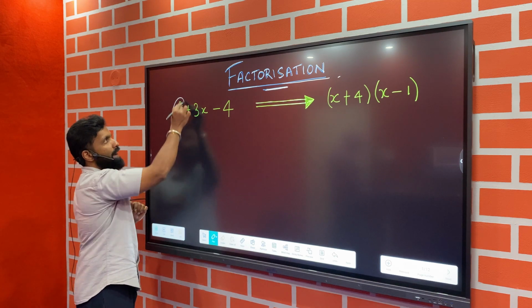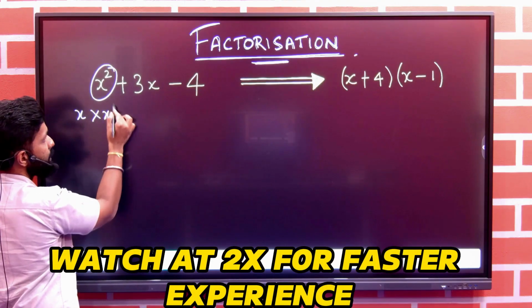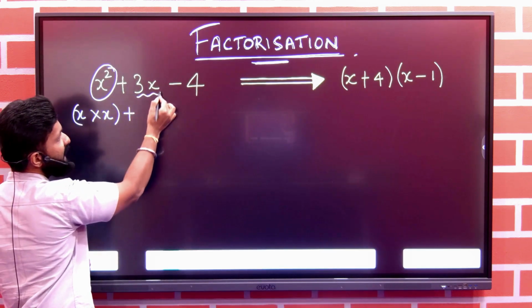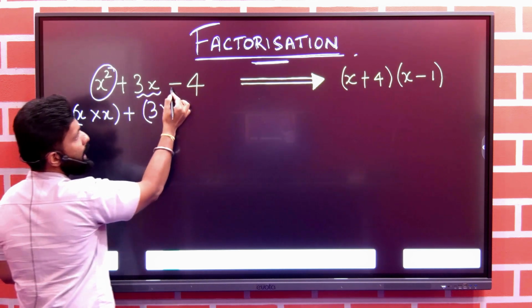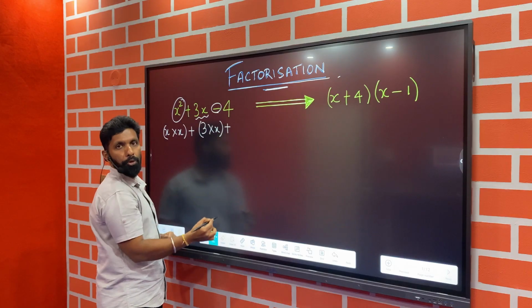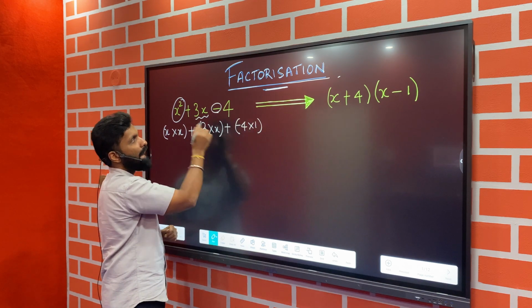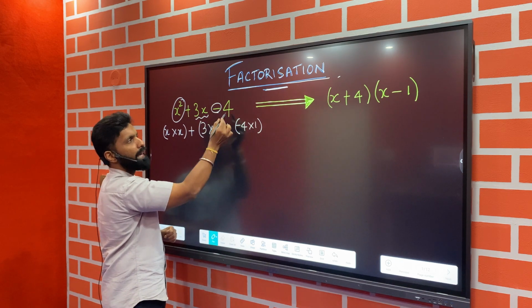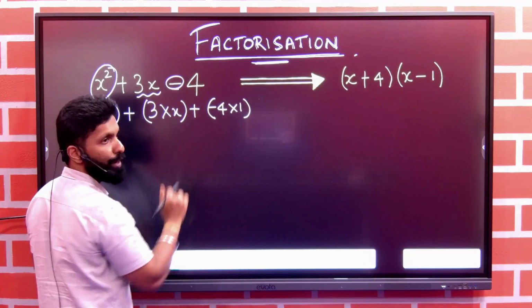This x square implies x multiplied by x, plus sign as it is. 3x implies 3 multiplied by x. I want to take a plus sign, so what do I say? Minus 4 into 1. Remember, I haven't changed anything. Plus into minus is minus. 4 into 1 anyways is 4 only. So I've just written the same expression in a different format.